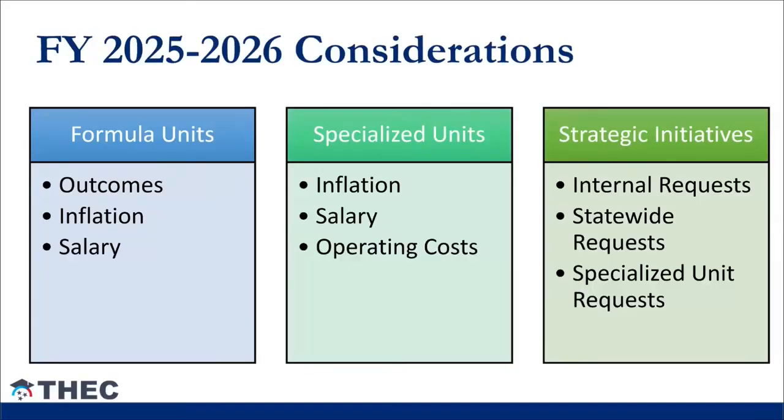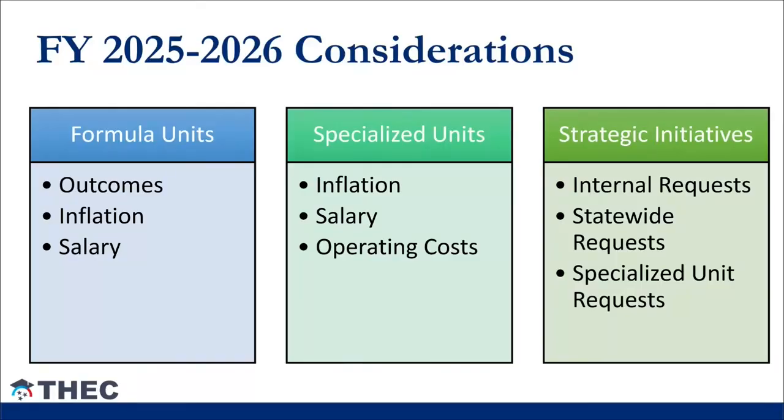I talked a bit about our formula units, so I'll touch briefly on our specialized units and some of the work that we're doing there and our strategic initiatives as well. Again, thinking through our specialized units, those requests are largely going to be driven by inflation and salary. That 2 to 3% salary estimate at our specialized units would be between $11 and $16 million. We're accounting for operating costs.